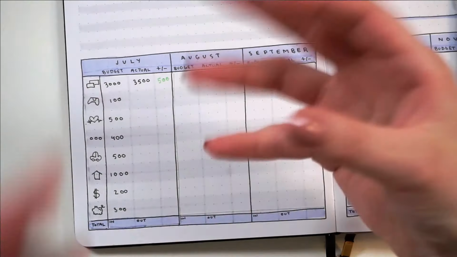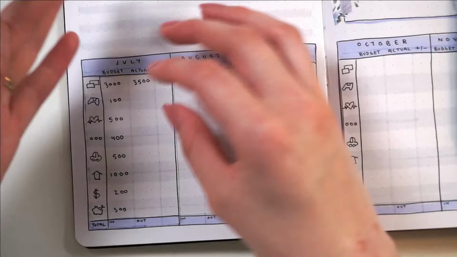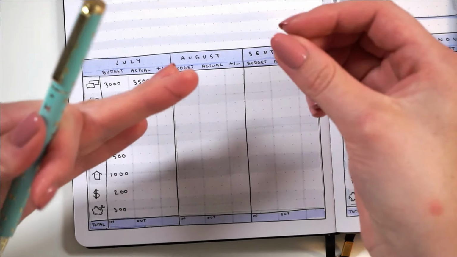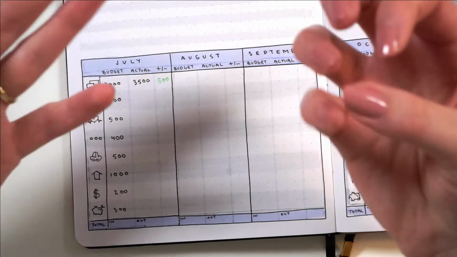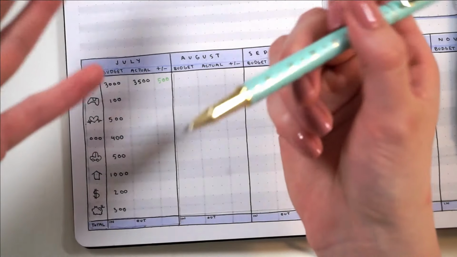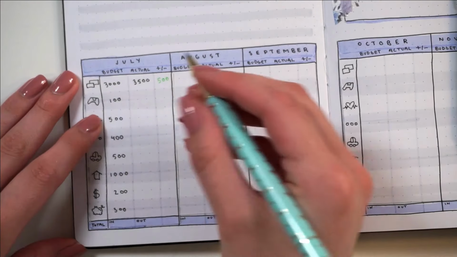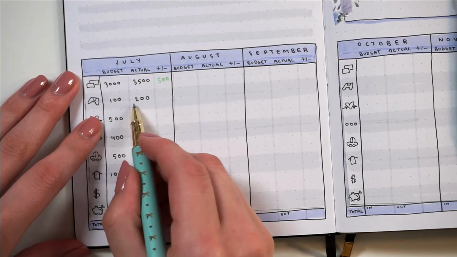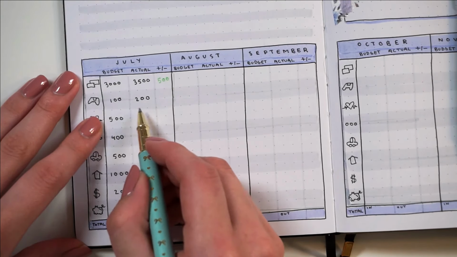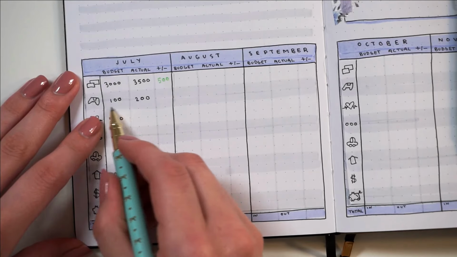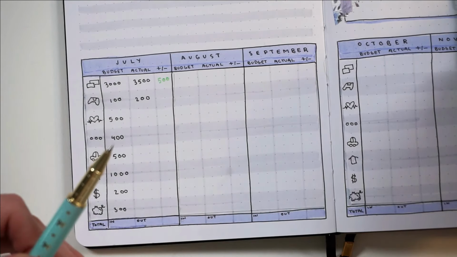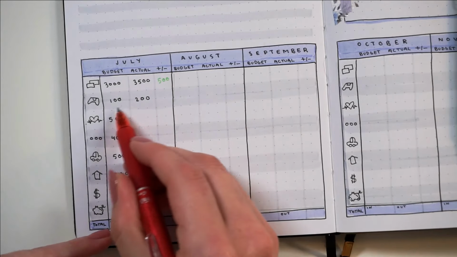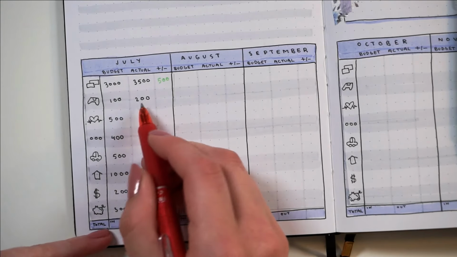Again, I'm a very visual person, and colors and images and things like that make it really easy for me to just process information, and that's why I do this. The next one, maybe you splurged a little and you just spent $200 on entertainment when your budget was only $100. Then the difference between these, it's $100 that you overspent.